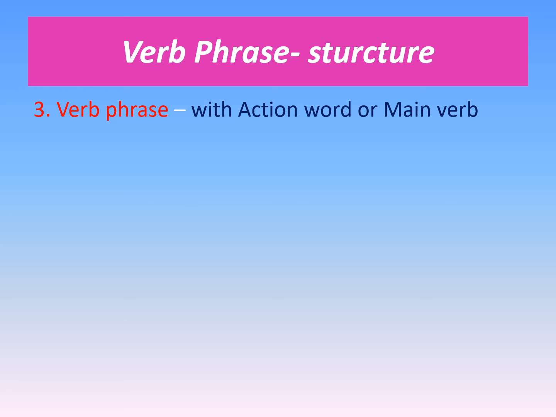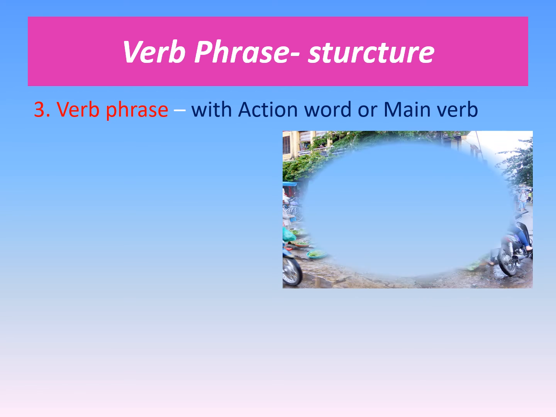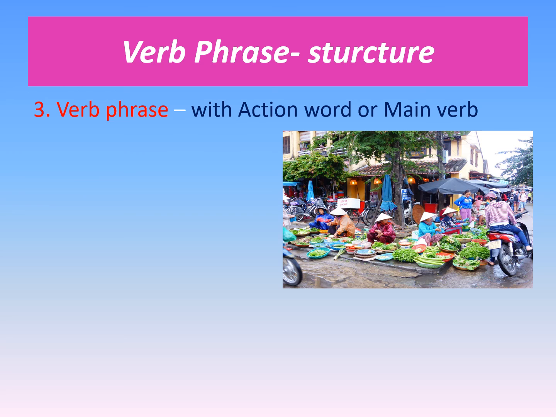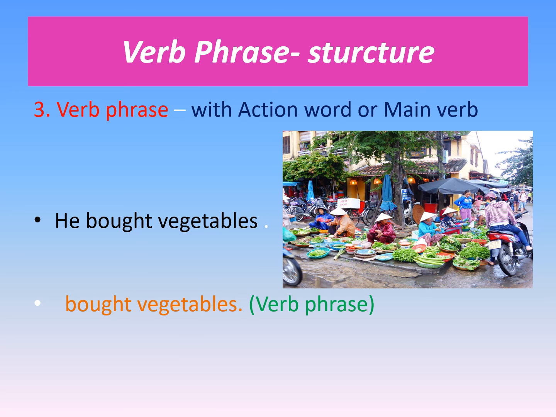See another example of verb phrase structure. Verb phrase with an action word or main verb. Let us see the picture. Using this picture, I'm writing a sentence. He bought vegetables. So, what is the verb phrase in the sentence? Bought vegetables is the verb phrase in the sentence. So, this verb phrase is started with an action word bought. So, this is the main verb in the verb phrase.